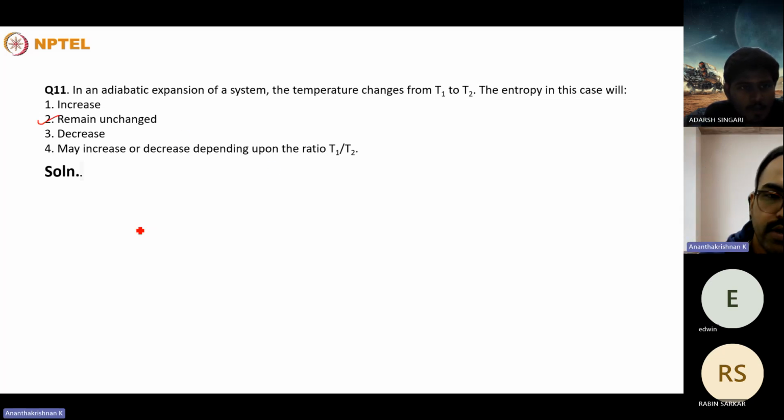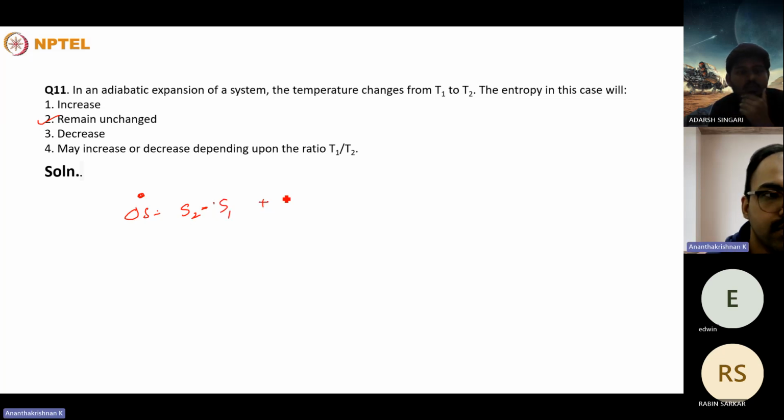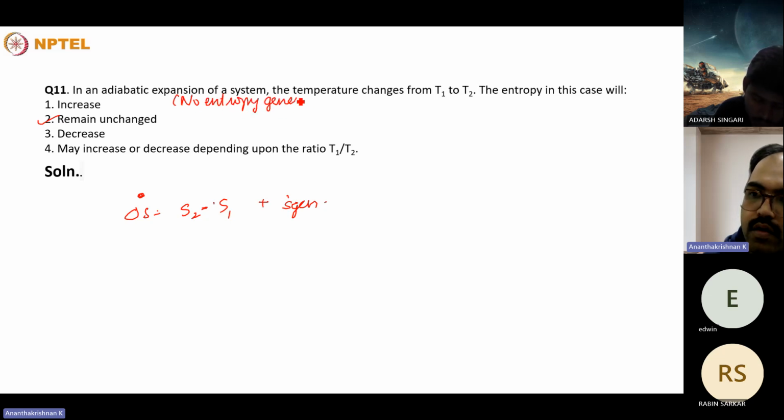Right. So what we could say is that delta S, the entropy change, is equal to S2 minus S1, that is outlet minus inlet, plus entropy generation. In this case we need to see that there is no entropy generation as well. That is a given in this problem. Then only this will be valid.